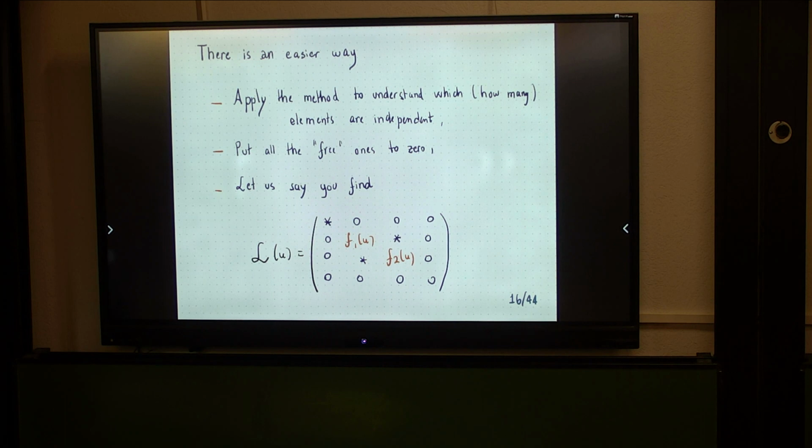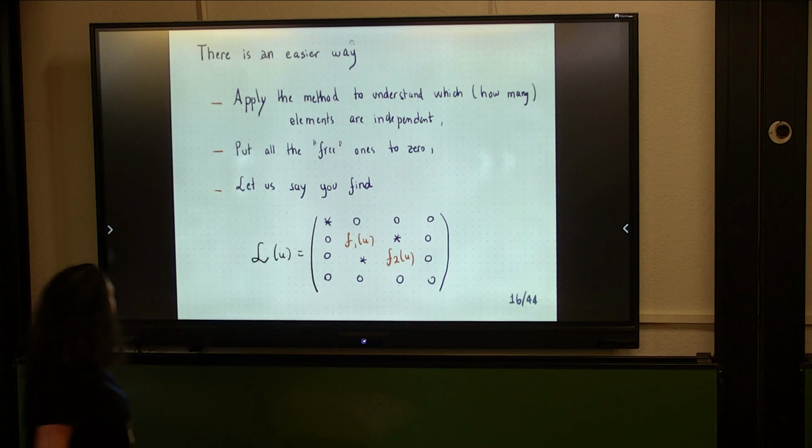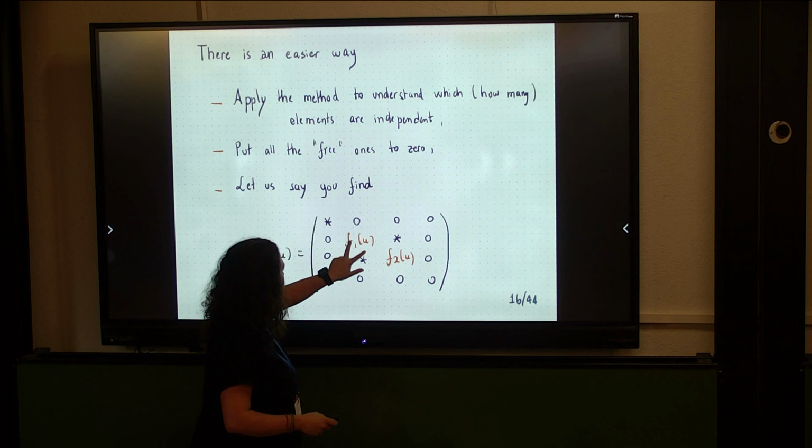But let's see, we have a more complicated one, and we have two a bit complicated. Sorry, here was a star as well. So we put all the freedom to zero. Putting all the freedom to zero, these four become very simple, but these two are very complicated.